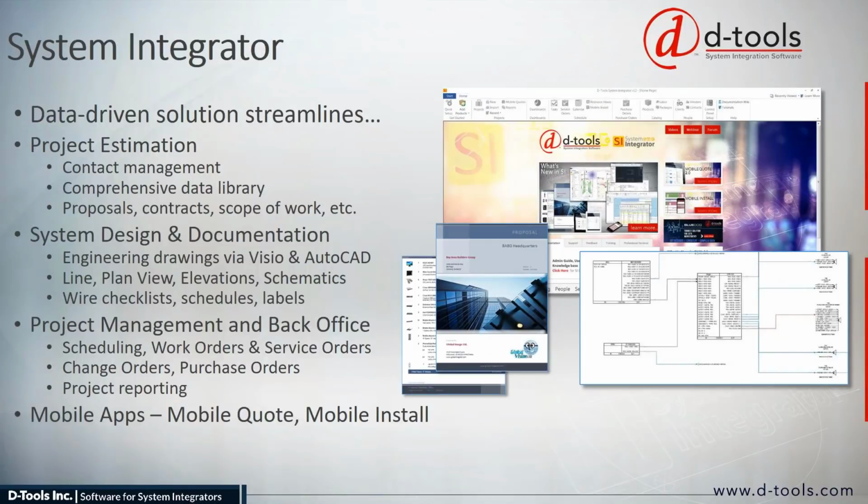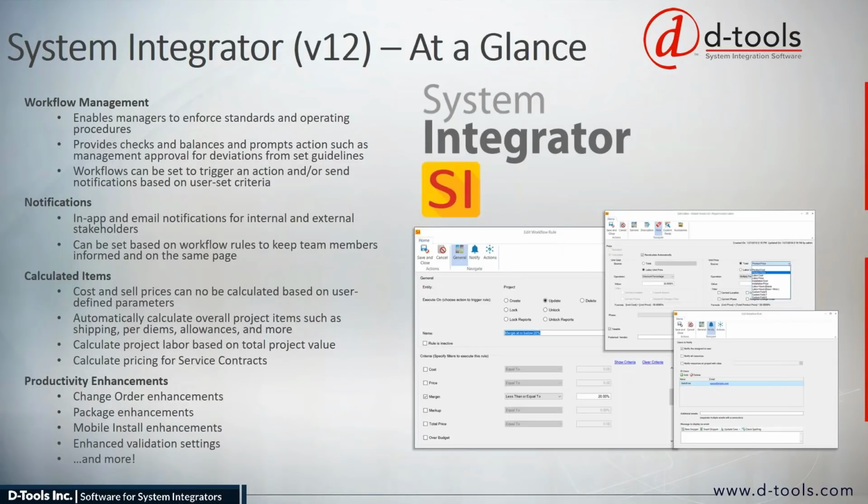And we have mobile apps such as our mobile quote, which is for scope and budget, and the mobile install app that I just mentioned. Okay, so let's talk about what's in our latest version. In version 12, we've added a number of features that are really geared to help optimize your workflow.